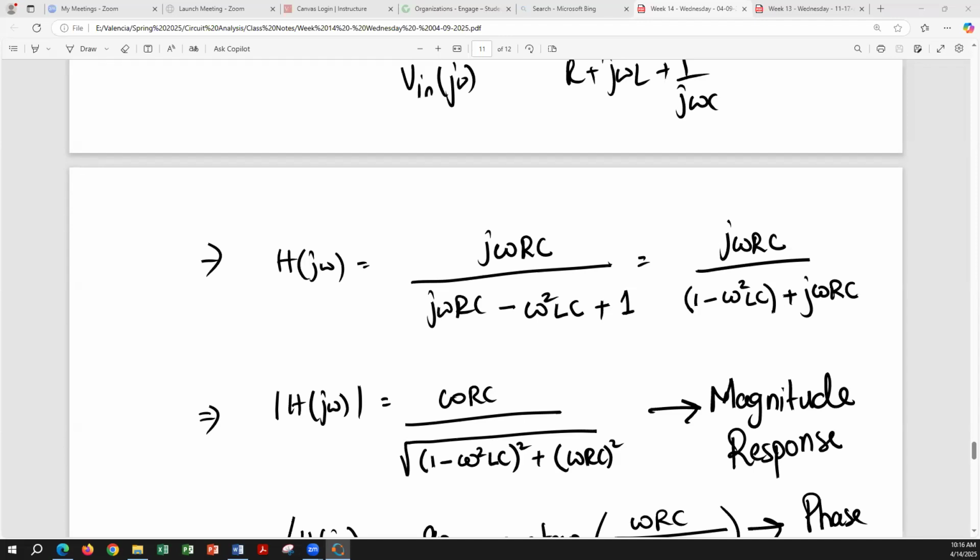And then I'm going to write down my H. H is equal to I times omega times R times C, over 1 minus omega squared times L times C plus I times omega times R times C. Then magnitude of H is equal to the absolute value of H, and phase of H is equal to angle of H times 180. Okay, so this is what I have so far.